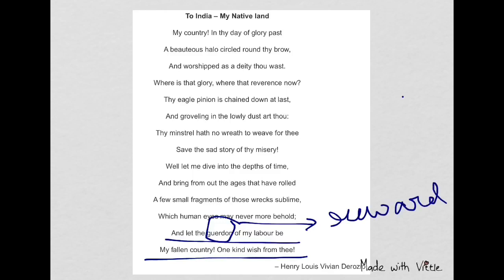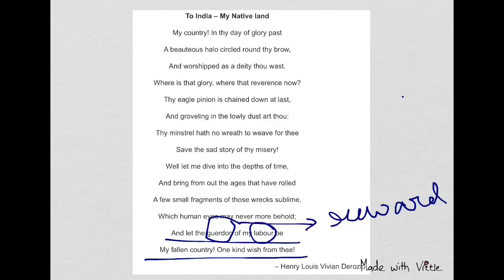Here the poet wants back the glory, the lost glory of his country as a reward, as a prize of his labor of writing this poem. He wants that glory back soon. He wants his country back with all its previous glory as a reward of his effort of writing poetry. Thus, the poem ends in hope and hope for a better future of India.